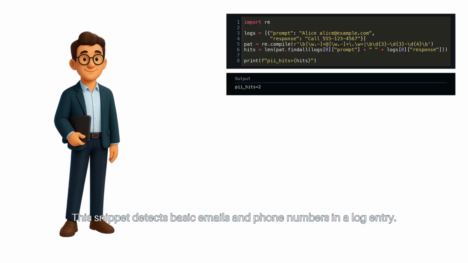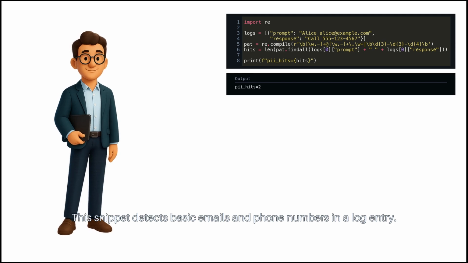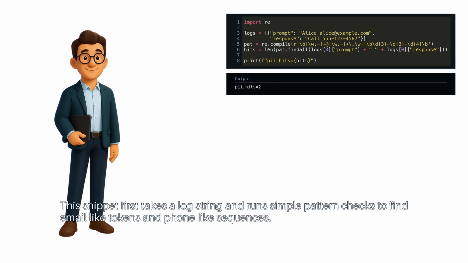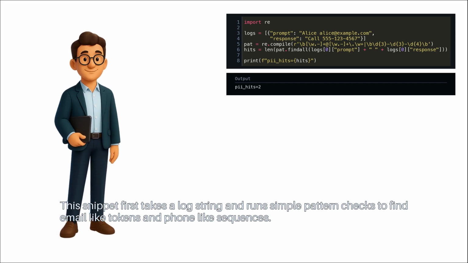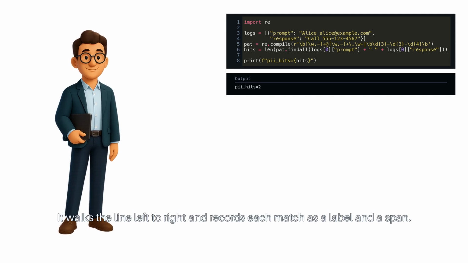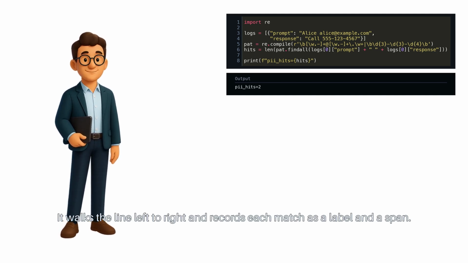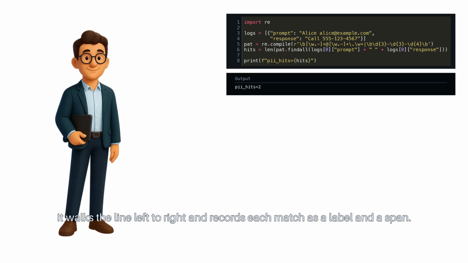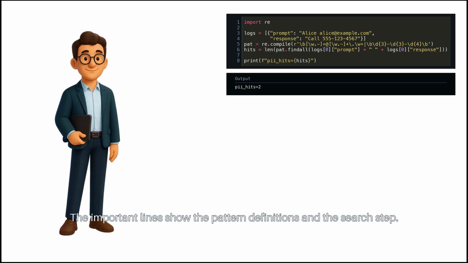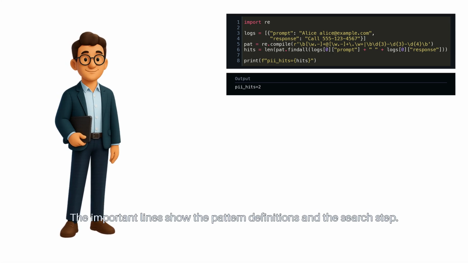This snippet detects basic emails and phone numbers in a log entry. This snippet first takes a log string and runs simple pattern checks to find email-like tokens and phone-like sequences. It walks the line left to right and records each match as a label and a span. The important lines show the pattern definitions and the search step.